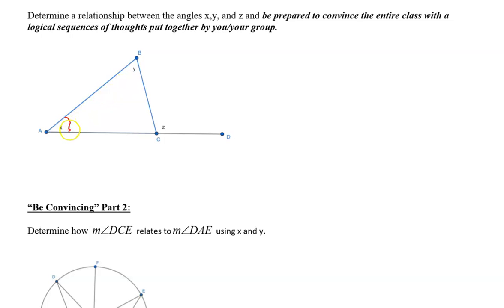So we have angle X, angle Y, and angle Z. Well, one relationship we know is that Z is going to be a linear pair to the adjacent angle next to it. So this would also equal 180 minus Z. And we also know that if we add up any three angles in a triangle, it's going to add to 180 degrees. So we'll effectively get X plus Y plus 180 minus Z, and that has to equal 180 degrees.